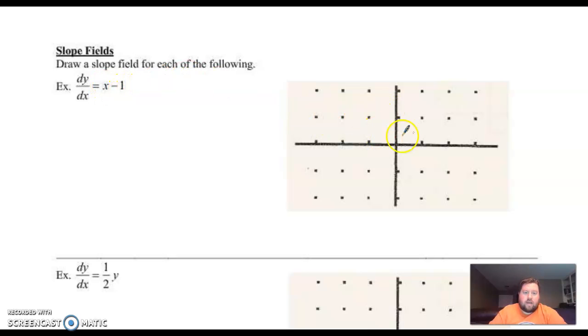All right, so you just start at all the points that are given here, and you can't really see it, but 0, 0 is a point as well right there. And we're just going to plug all these numbers in, and we really only need the x value of each point, because if we plug in the x, that's going to give us the slope. So for instance, if I start at 0, 0, the x value is 0. So I plug in 0. 0 minus 1 is negative 1. So I'm going to draw a little line like this with a slope of negative 1. Okay, and in fact, all the lines on this vertical line where x is equal to 0 are going to have the same slope. They're all going to have a slope of negative 1.